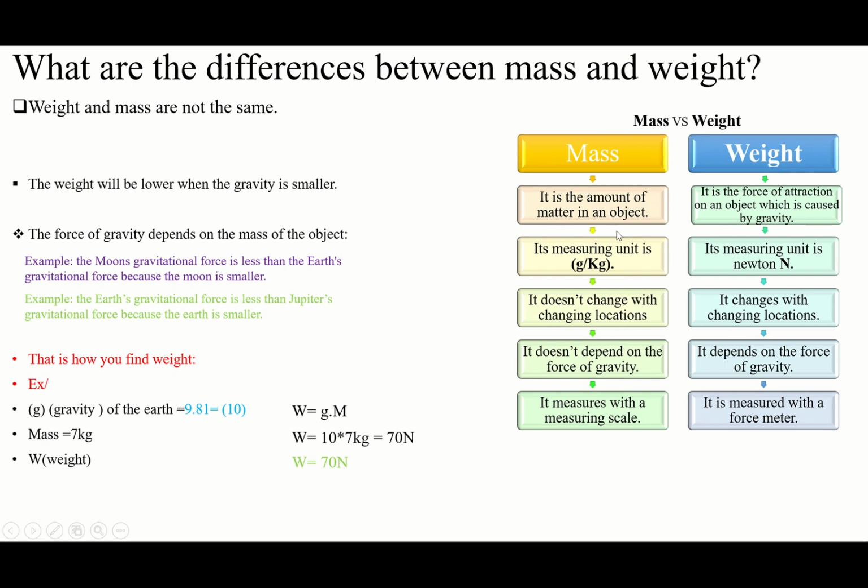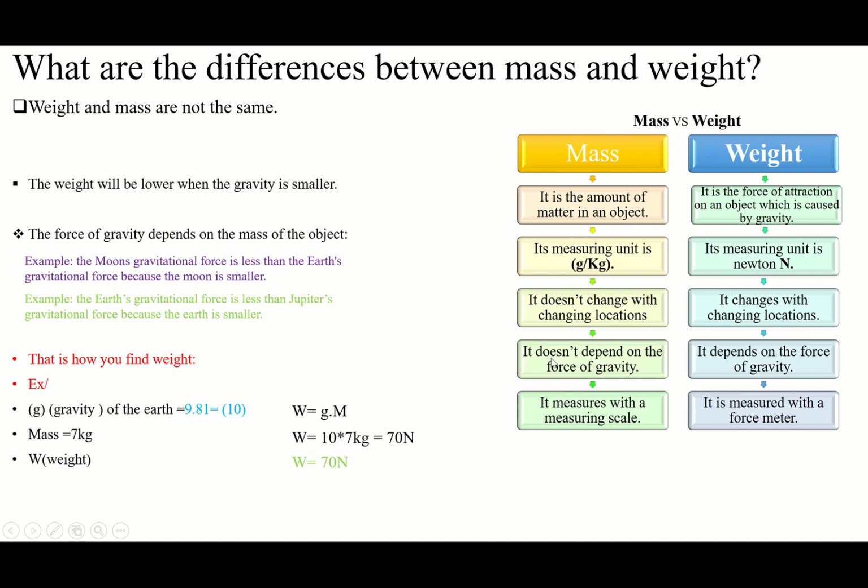Mass is the amount of matter in an object, but weight is the force of attraction of an object, which is caused by gravity. It means the force of gravity, how much force affects this. And mass, its measuring unit is kilogram, but the measuring unit for weight is Newton. Their measuring units are different. And mass doesn't change by changing location, but weight will change by changing location, of course.